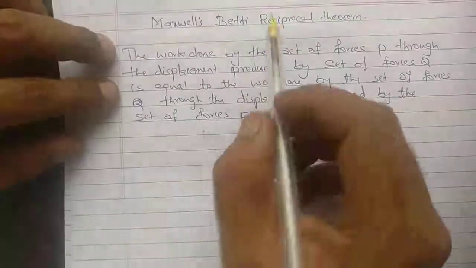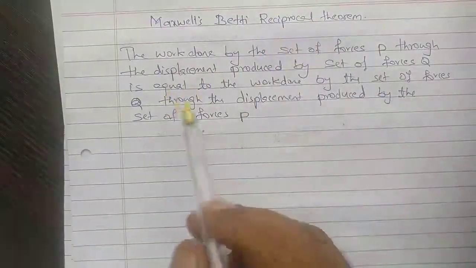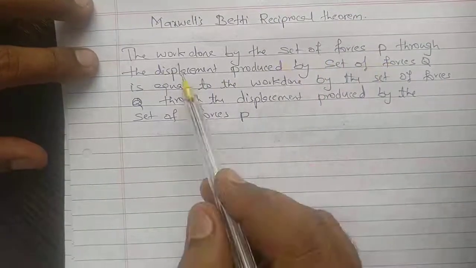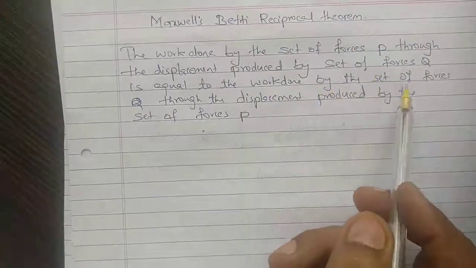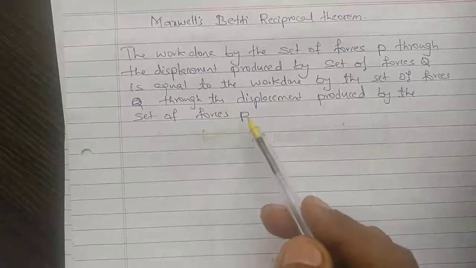Now we have one more theorem, Maxwell-Betti's reciprocal theorem. Here it says that the work done by the set of forces P through the displacements produced by the set of forces Q is equal to the work done by the set of forces Q through the displacements produced by the set of forces P.